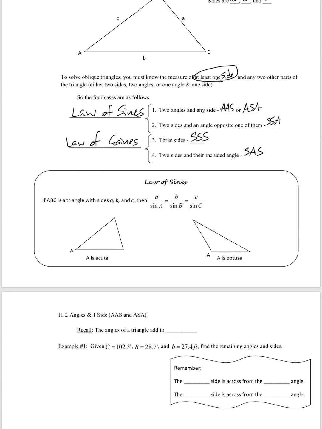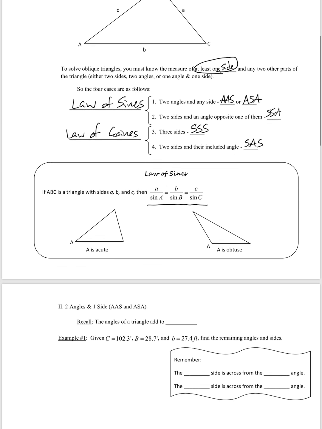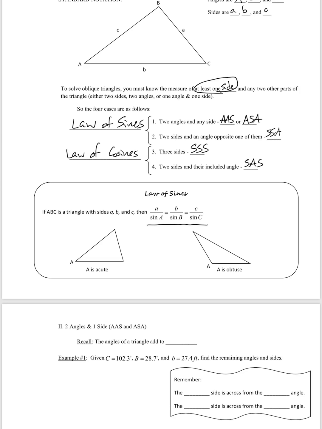So if ABC is a triangle with sides a, b, and c, then this right here is the law of sines. a over the sine of A equals b over the sine of B equals c over the sine of C. And that works for triangles that are acute or obtuse.